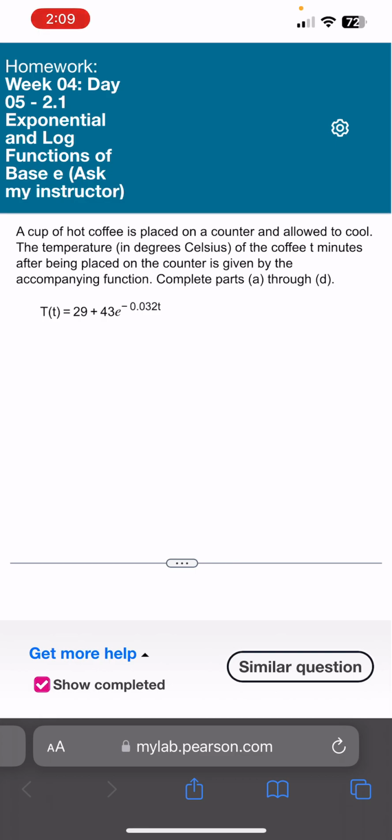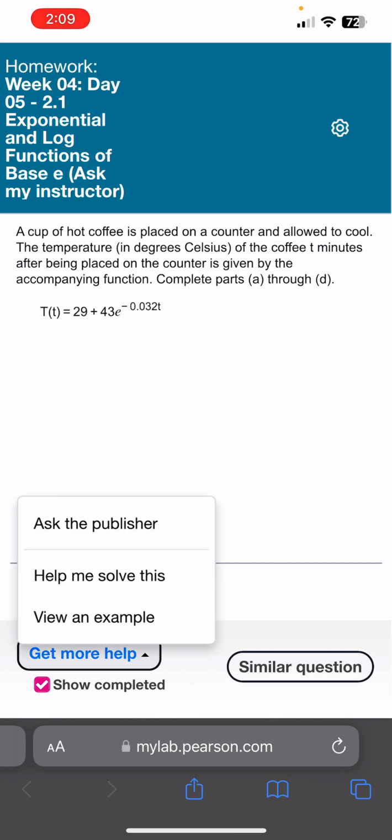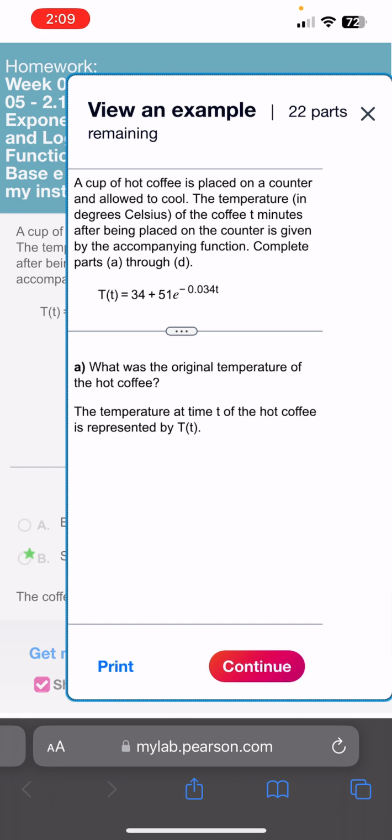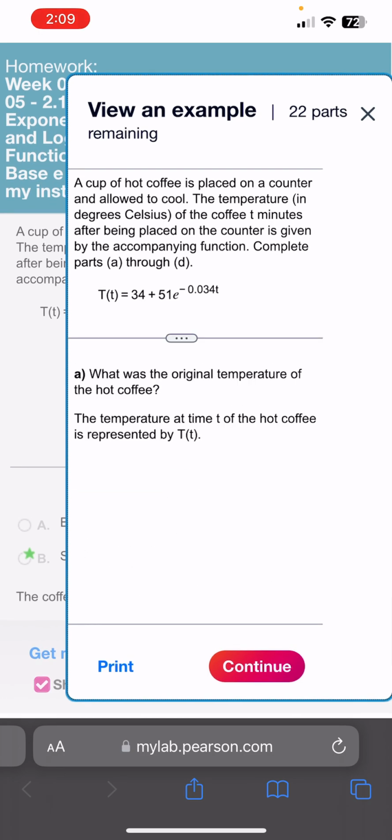So we have this question that comes from Calculus for Business. This comes from section 2.1, exponential and log functions of base e. I'm going to click on view an example, right? So we're going to work with this, if I can get it to display properly.